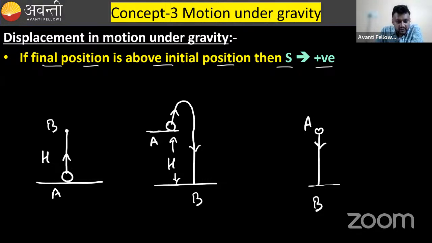In this question, the particle is thrown from A in the upward direction. So this is the final position and this is the initial position. Can you see that the final position is above the initial position? So displacement is going to be plus h, where h is the separation, and this is going to be positive.